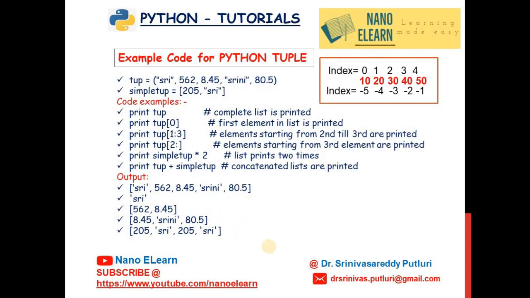This is one example code to understand Python tuples, like we have learnt about the list. Here I have initialized 2 tuples: a small tuple which has only 2 elements, and tup, a tuple which has 5 elements of different data types. As we have seen in Python lists, here it also uses the index starting from 0, 1, 2, 3 and so on. If you use the first statement, print tup, the complete tuple is printed. If you use print tup of 0, the first element in the tuple is printed.